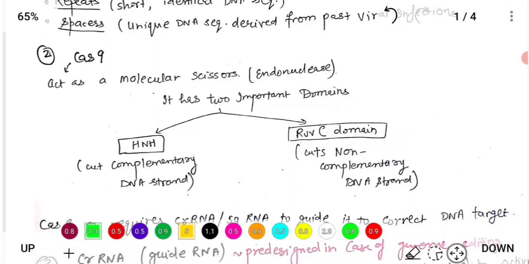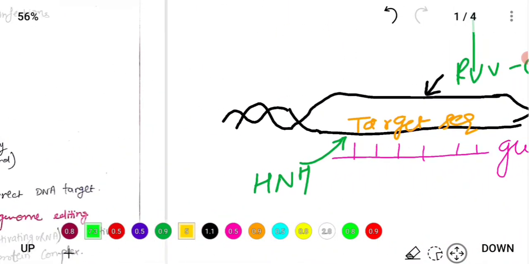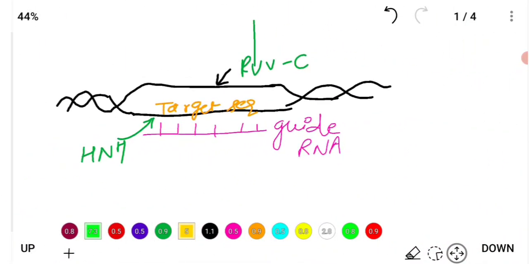Then the second component is the Cas9. Cas9 is a very important component here. Cas9 is a molecular scissor, or the endonuclease enzyme, that will cut the DNA at the specific targeted location. This Cas9 protein has two domains. One is the HNH and another one is the RuvC domain. So here you can see we have the genome. This is the target sequence.